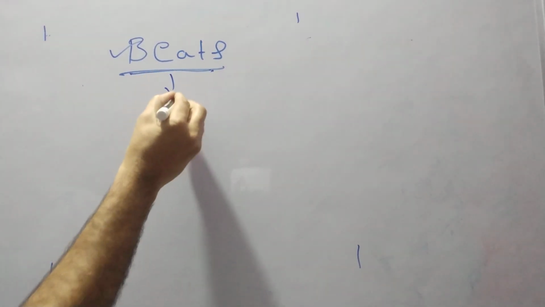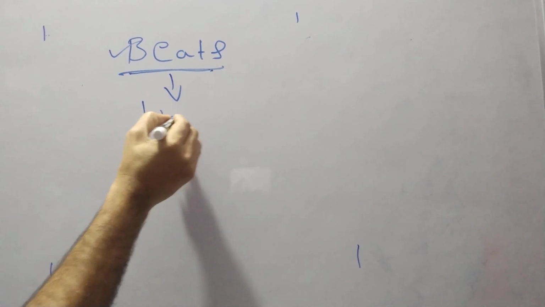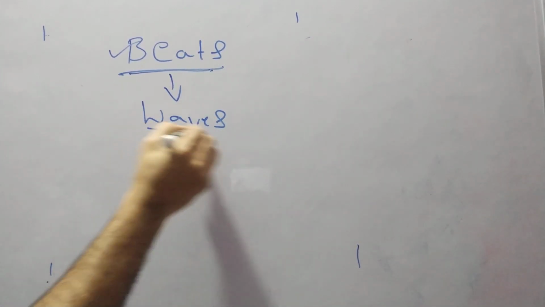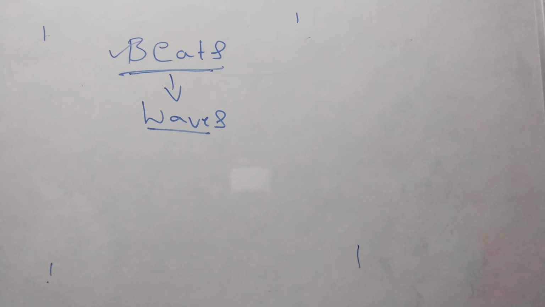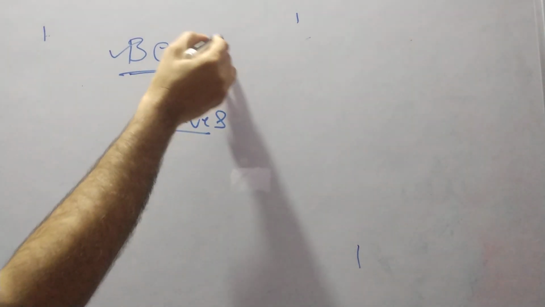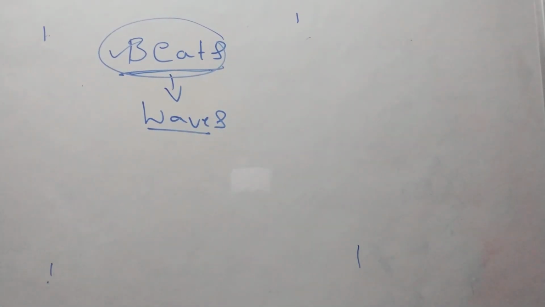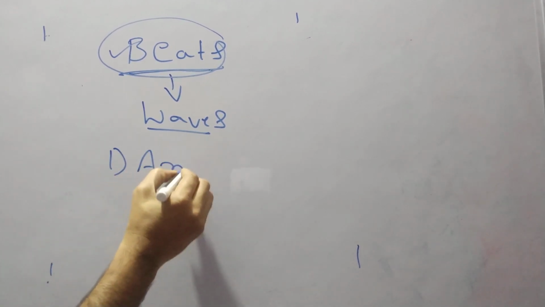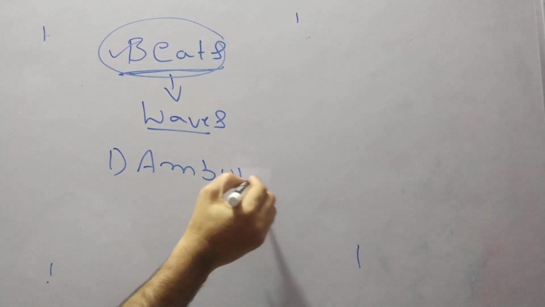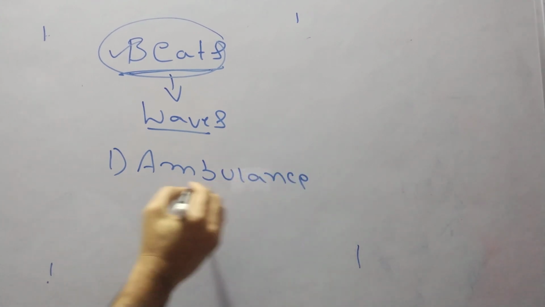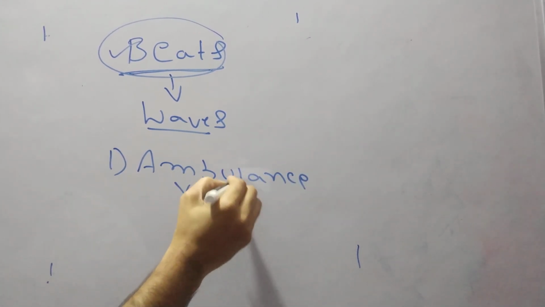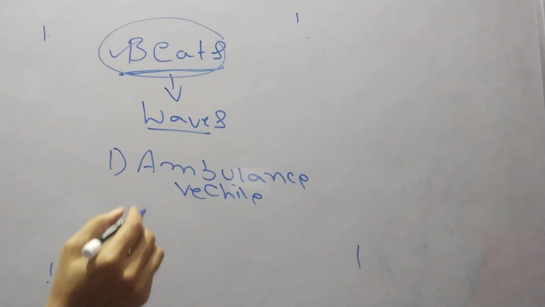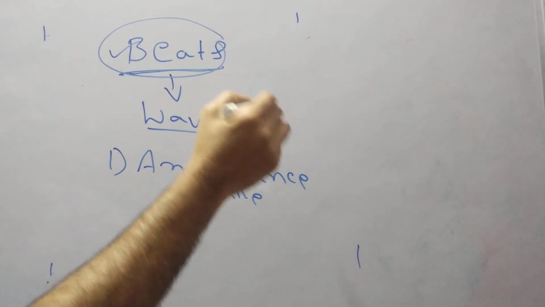Beats. So beats come in waves. Practically, we can hear the sound of beats in an ambulance vehicle. In an ambulance, there is the siren sound coming from it. So the sound will come to a maximum like this.